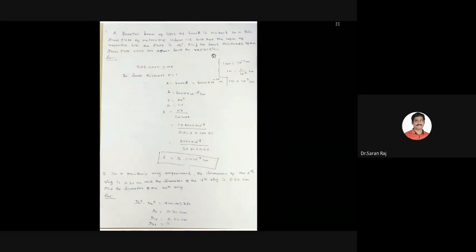The condition for the bright fringe is 2 mu t cos r equal to (2n minus 1) into lambda by 2. The condition for the dark fringe is 2 mu t cos r equal to n lambda. So these are the bright and dark fringe conditions for interference by reflection.